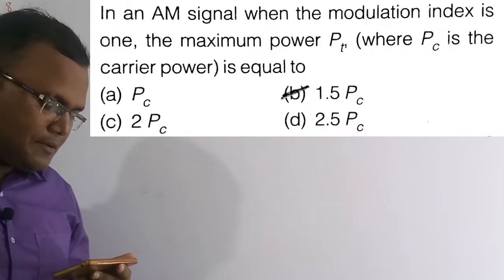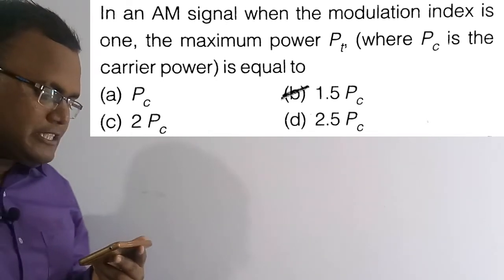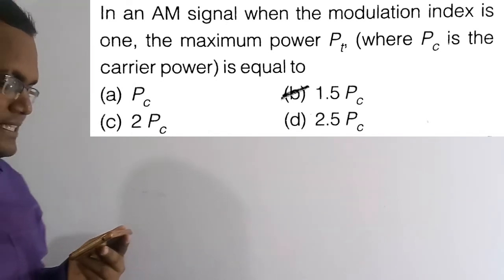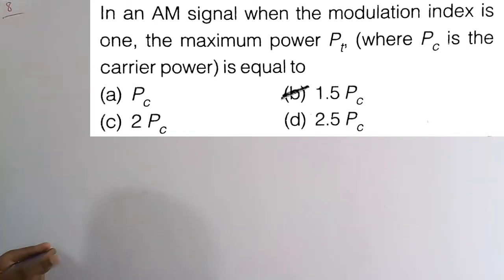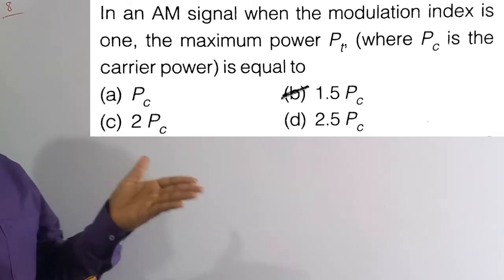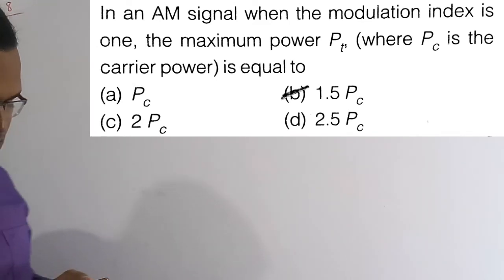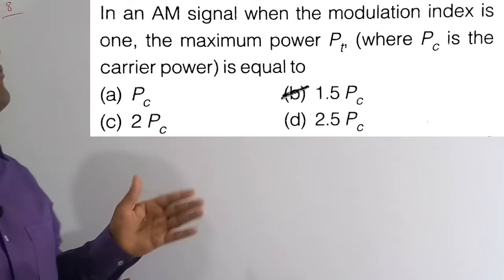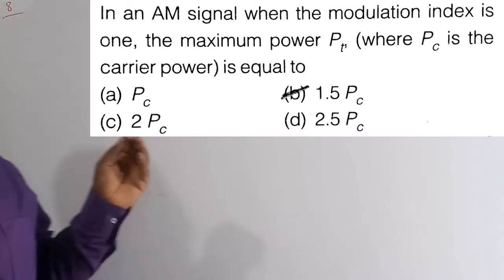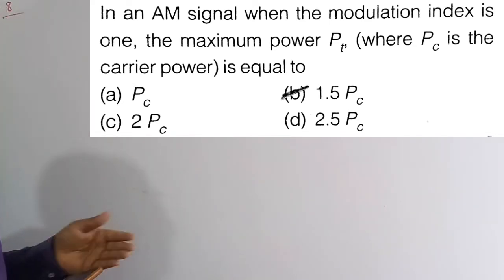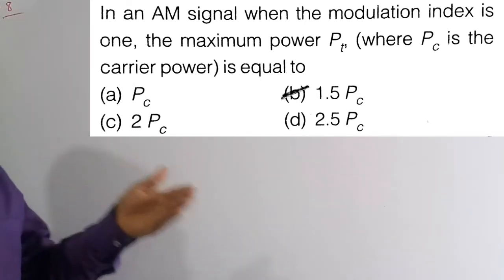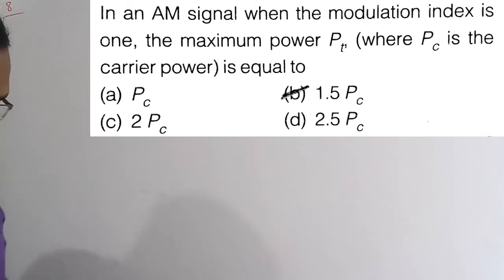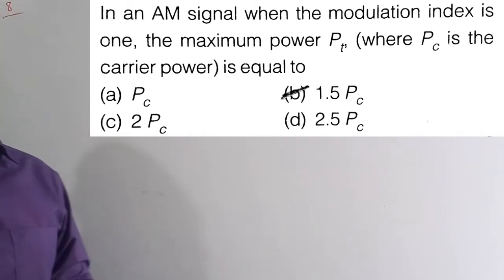Now we are going to solve the 8th question. See the question here. In an AM signal, when the modulation index is 1, the maximum power PT, where PC is the carrier power, is equal to. So we need to find, when the modulation index is 1, what is the maximum power PT? PT is nothing but the transmitted power or the radiated power. Out of the 4 options, option B, 1.5 PC, is the correct solution of this question.